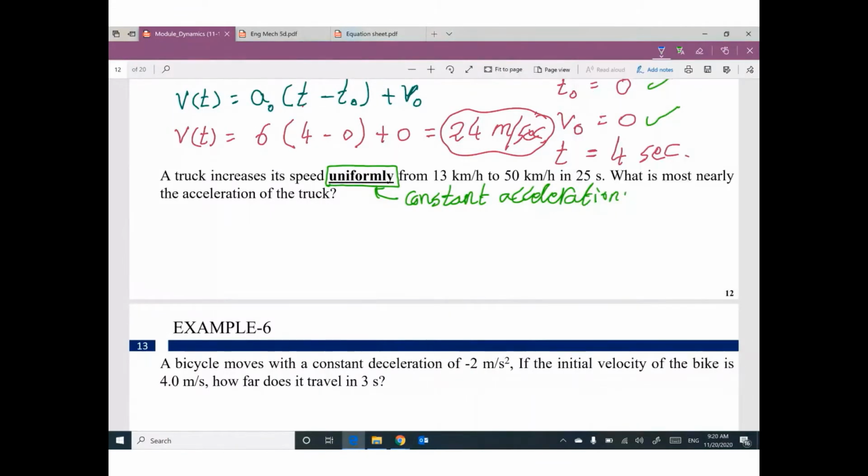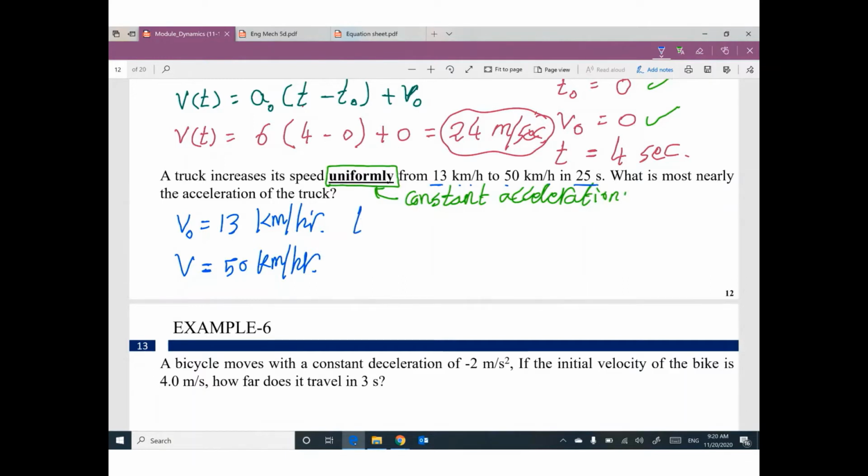So, the truck increases its speed uniformly from velocity 13 km per hour to 50 km per hour in 25 seconds. Hey, wait. V naught, the initial velocity, was 13 km per hour. The final velocity, 50 kilometer per hour. That makes sense because the initial condition was 13 and the final condition was 50.